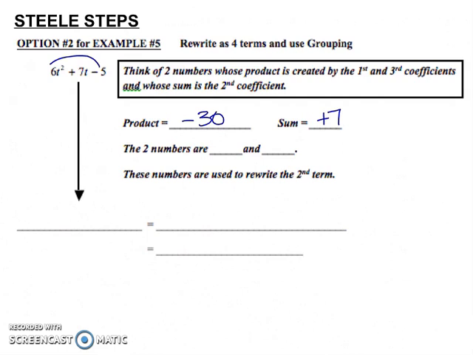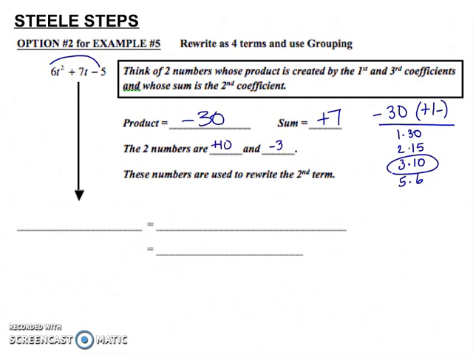So again, we're looking for a pair of numbers, but this time we're looking at negative 30. So it's still going to be a plus and a minus, okay? But it's negative 30 this time instead of what we had before. So we've got 1 times 30, we've got 2 times 15, 3 times 10, and 5 times 6. Looking for a sum of 7, hopefully you see that it has to be the 3 and the 10. And if we want a positive 7, then we're going to have a positive 10 and a negative 3.